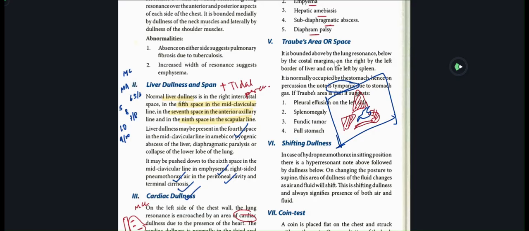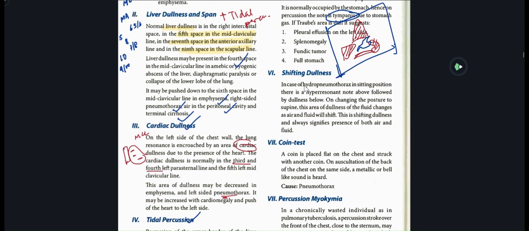And then shifting dullness. So what is shifting dullness? Do you know that in hydropneumothorax, when you look at the chest X-ray, you're not going to see the Ellis curve. It is not going to be like this. Why? Because the pleural space is filled half with fluid and half with air. So the fluid has this perfect air-fluid interface. Just above this, it's going to have air. Just below it, it's going to be fluid. So a very perfect air-fluid interface is seen in a hydropneumothorax.